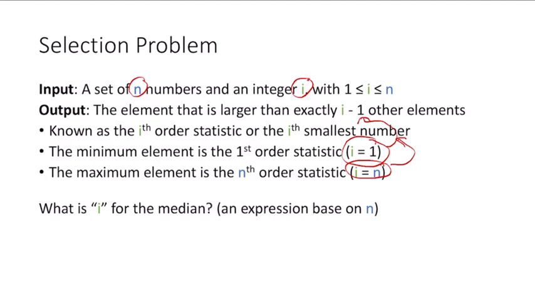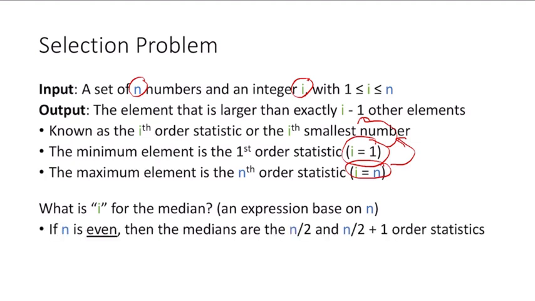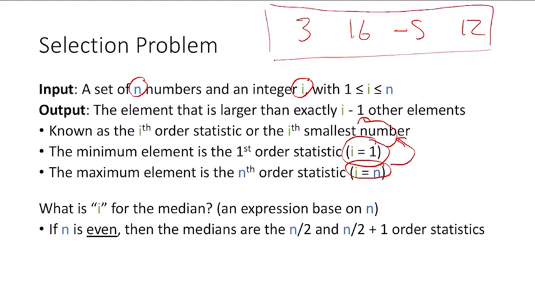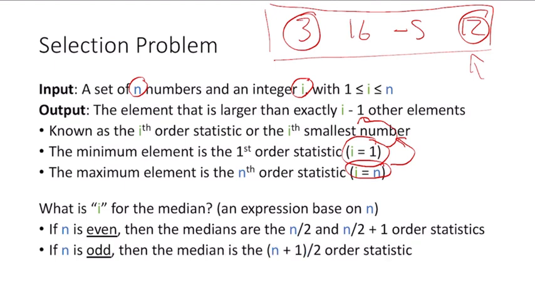Well, this will depend on if you have an odd or an even number, but if n is even, then there are going to be two median values. So if you think about having four numbers, 3, 16, -5, and 12, the two median numbers are going to be 12 and 3. So if I sort this, it would be the n over 2 and n over 2 plus 1 order statistics. If n is odd, then it's the n plus 1 over 2 order statistic.